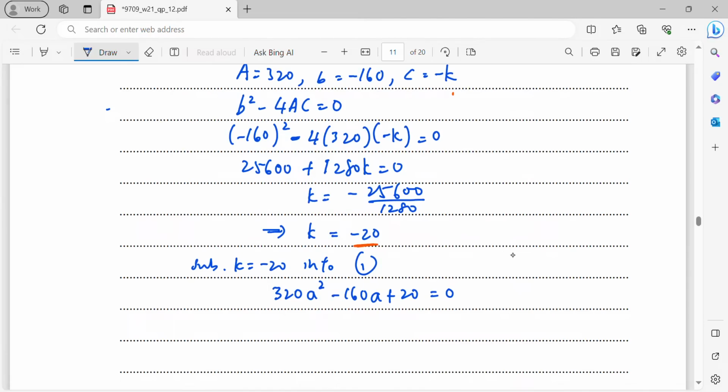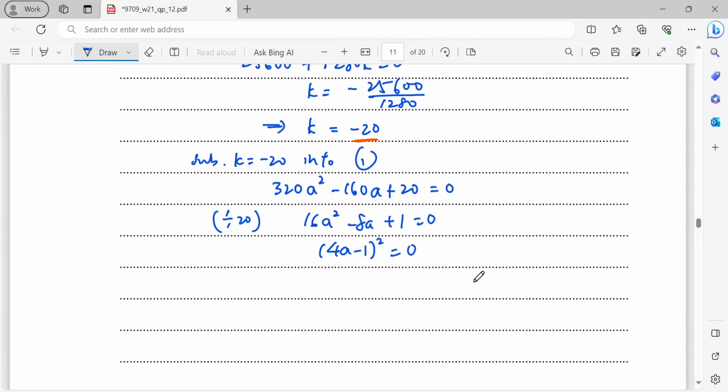So then the whole equation can be divided by 20. Then you'll be getting 16a squared minus 8a plus 1 equals 0. And this can be factorized into one linear factor, which is repeating. Then 4a minus 1 equals 0. At last, your a is 1 over 4. So that's the solution of a and k.